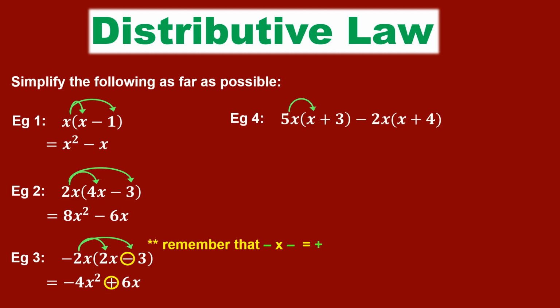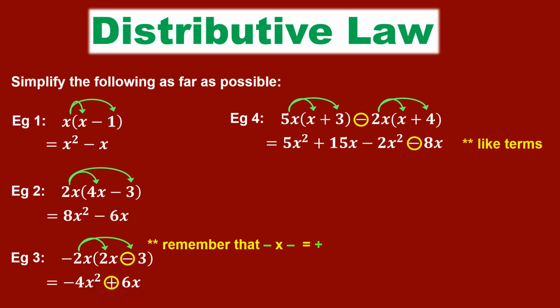So now we have to distribute 5x into the first bracket and minus 2x into the second bracket. Now if we distribute that 5x, we end up with 5x squared plus 15x, because 5x times 3 is 15x. Now we have to be careful with the second part because we're multiplying by a negative, so we're going to see the sign change. So minus 2x times x is minus 2x squared, and minus 2x times 4 is minus 8x.